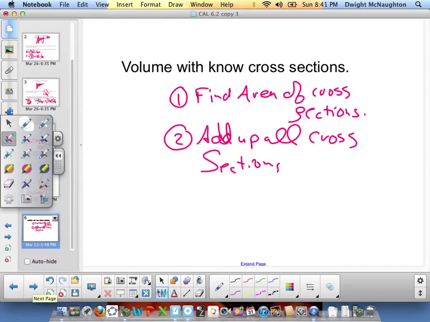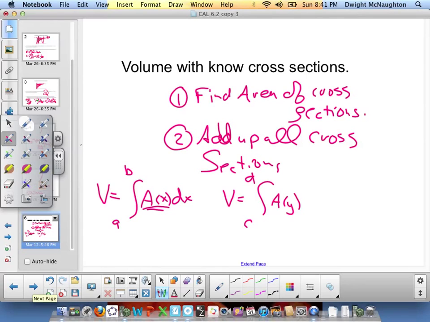And so if you're perpendicular to x, that's going to look like volume from a to b of the area of whatever our cross-section is in terms of x, with respect to x. Usually there will be a squared involved. If you're with respect to y, it won't be much different. You'll just go dy instead of dx, of the area in terms of y with respect to y.